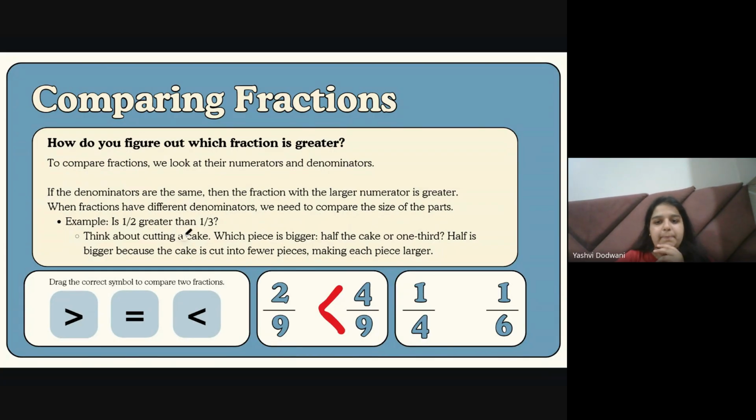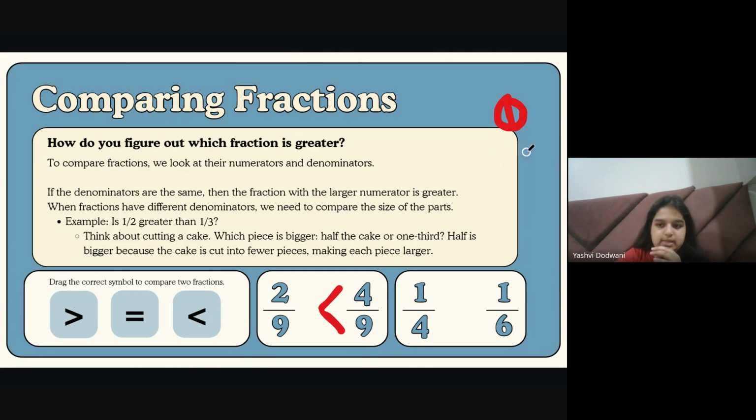Now, how can we compare it? Just imagine there is a circle. Let's say there is a circle, okay? And it is divided into two equal halves. This is 1 by 2 over here.